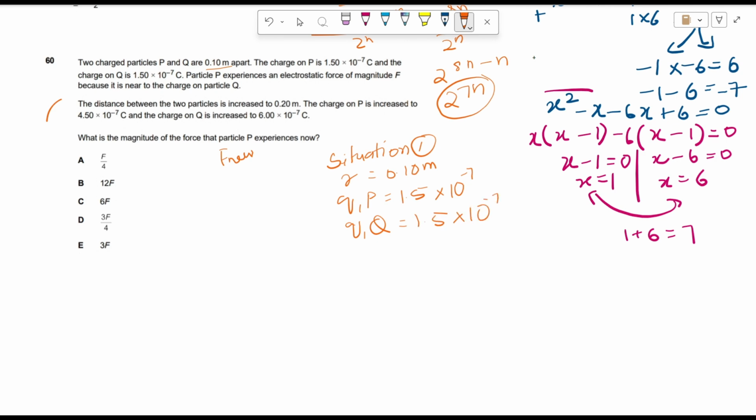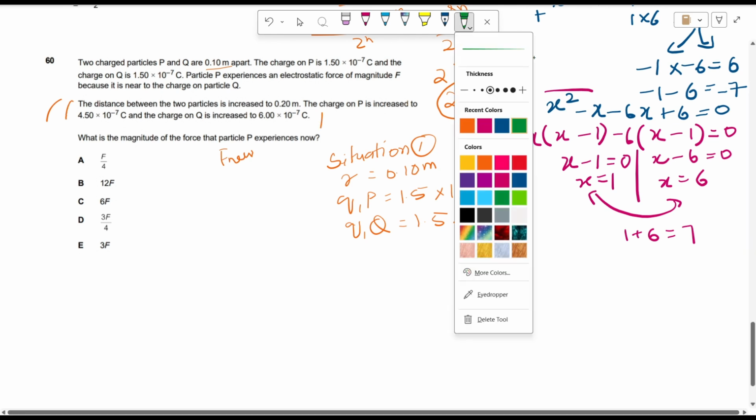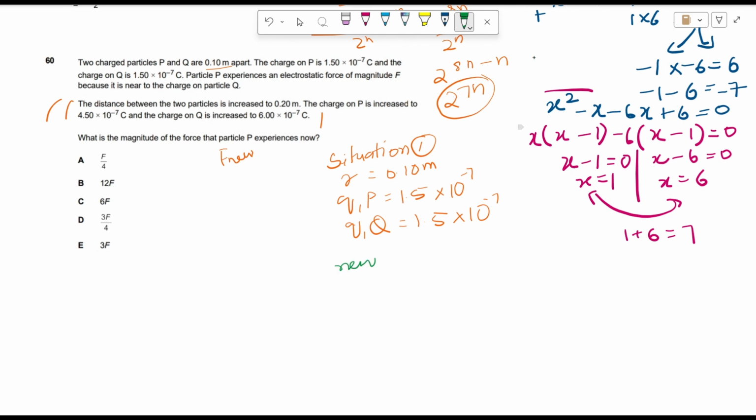So basically now they have given us a new situation. Let's change the color. According to the new situation, now the radius becomes 0.20, right? And the charge 2 on P is now increased to 4.5 into 10 to the power minus 7, right? And the charge 2 on Q is now 6.0 into 10 to the power minus 7. Now we are supposed to find the force, right?